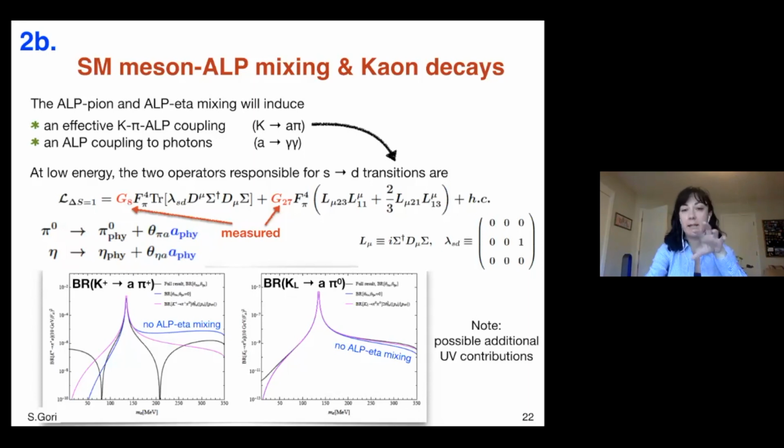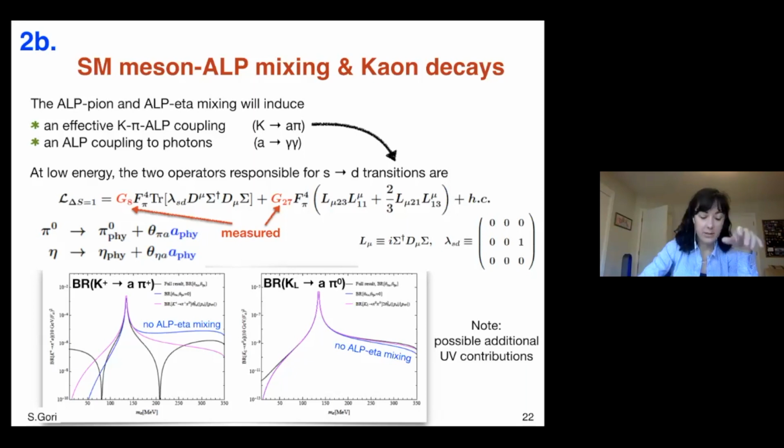So what about the neutral decay mode? For the neutral decay mode, the role of the ALP eta mixing is not as important. Actually, there is only one operator that is mainly contributing. I think it's this G8 operator. And as you can see, considering only the mixing with a pion wouldn't lead to large errors in this context, because in this mass range, there are no cancellations, and there is one contribution that is the dominant one.